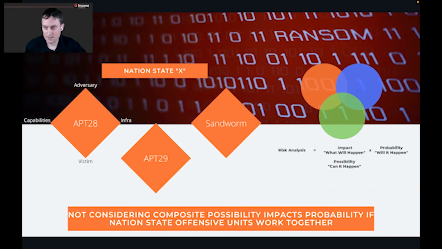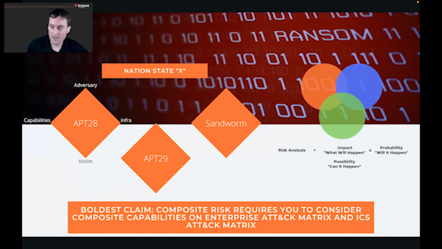So, the boldest claim here is if you're going to calculate this composite risk properly and fully, you have to use both matrices. There's no way to get around using both matrices, particularly if it's a more nation state or a bigger, well organized group, or like we were saying, if there are more attack groups at play. Ron, any other thoughts on this?